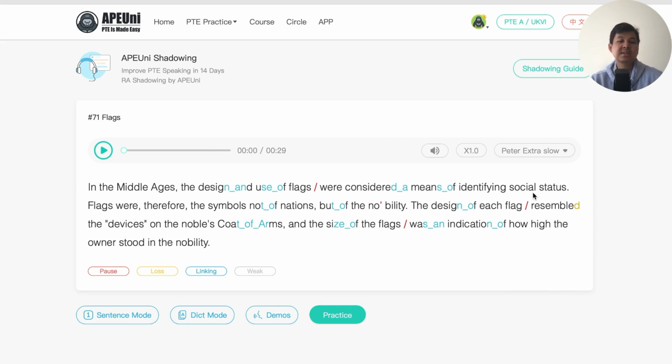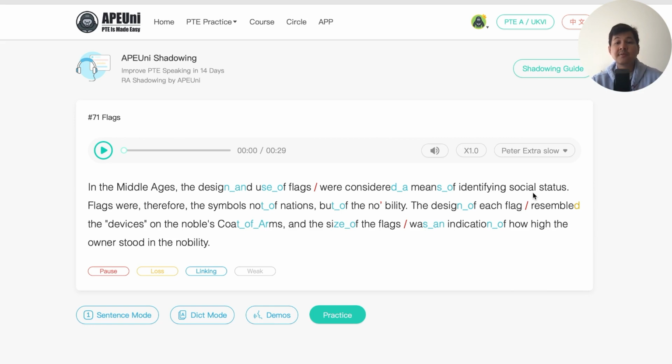As you can notice, I always use my hand, like body language, to help me convey the meaning while I'm reading or while I'm performing the read aloud question. It's very helpful. You can try as well. Were considered the means of identifying social status. Flags were therefore the symbols not of nations, linking, not of nations, but of the nobility.